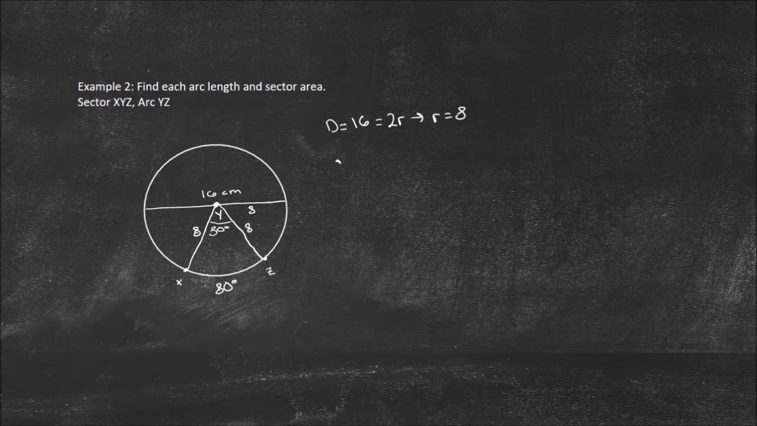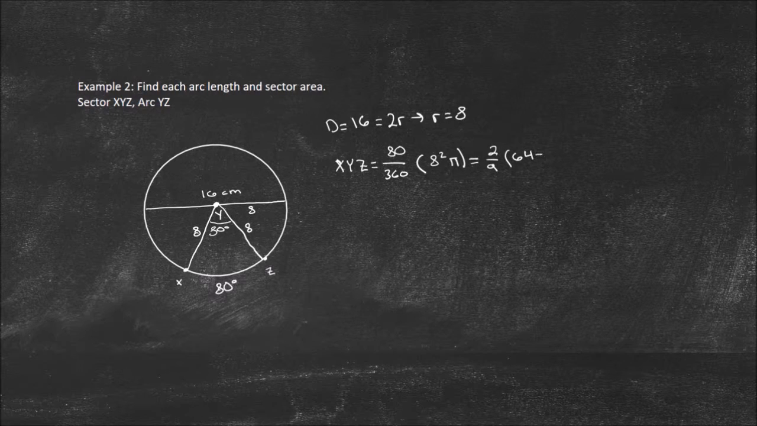So I'm going to look at sector XYZ. That's going to be the angle measurement divided by 360, so 80 over 360, multiplied by the area formula. The area of the entire circle is pi r squared, which is 8 squared times pi, because the radius is 8. 80 divided by 360 is 2 divided by 9, times 64 pi, which gives 128 pi divided by 9. I don't think that can be simplified anymore, so we're going to leave it as that for now.